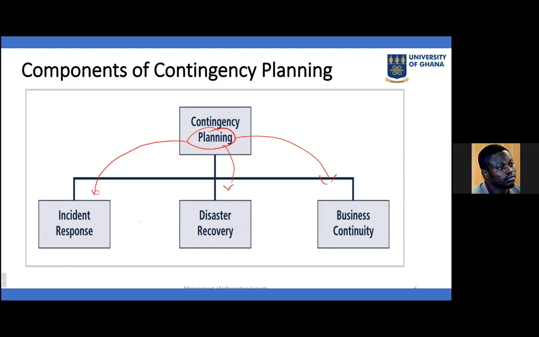So in this case, you move on to what we call disaster recovery. Already, we have a disaster. For instance, when there's a flood, and you are not able to control it, or maybe you are not able to find a solution to the flood instantly, meaning that the problem has escalated from being an incident to a disaster. So a disaster has occurred. So what next? You need to now put up a team in order to find a way to recover the information asset.